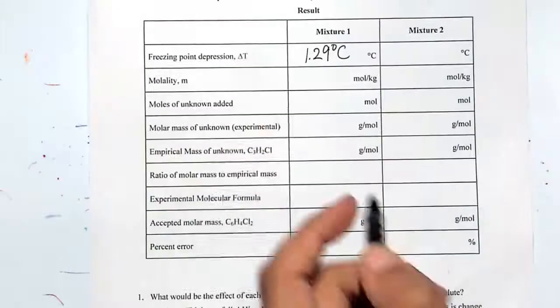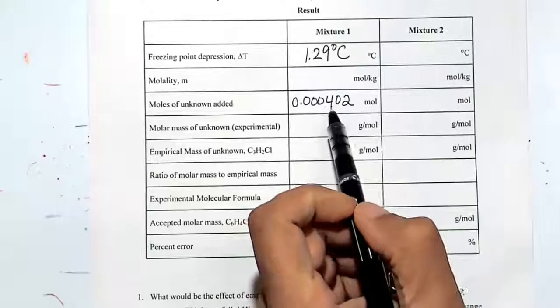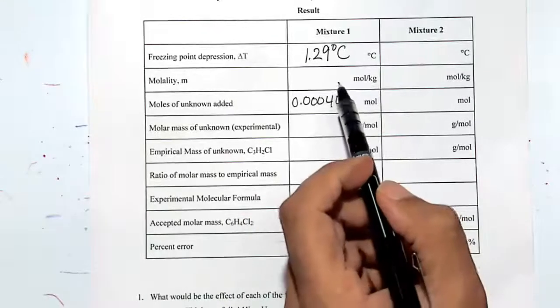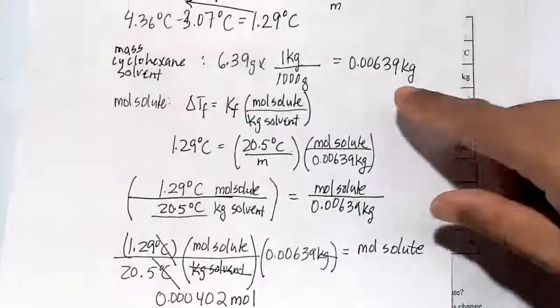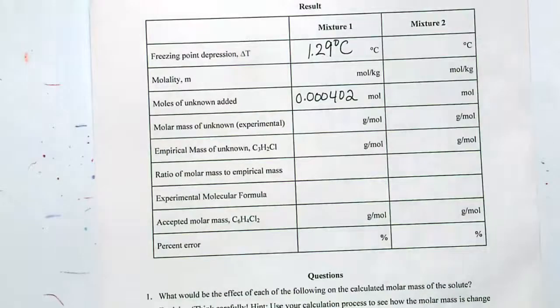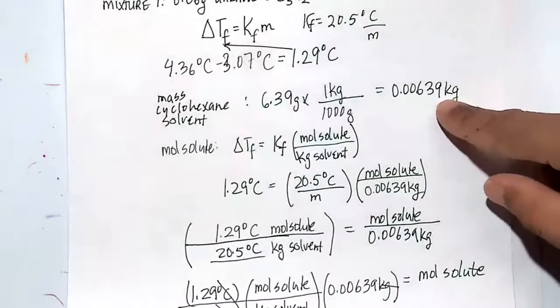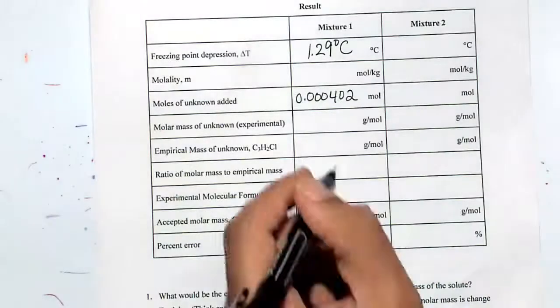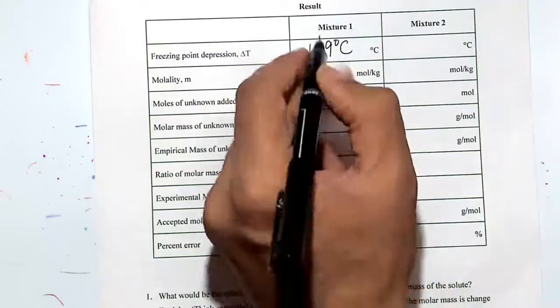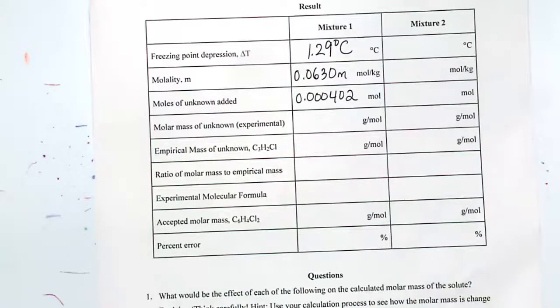So let's fill this data table out together. The moles of the unknown added is going to be 0.000402. 0.000402 divided by the kilograms of solvent, so that's going to be 0.00639. So let's do that on our calculator to get the molality. The moles divided by the kilograms of solvent from our data, getting about 0.0630 lowercase m, which is moles solute over kilogram solvent.